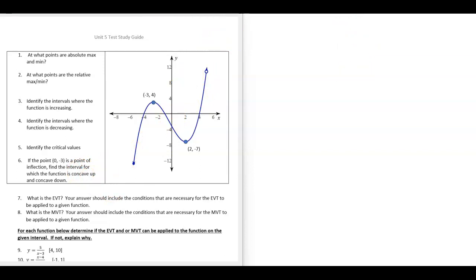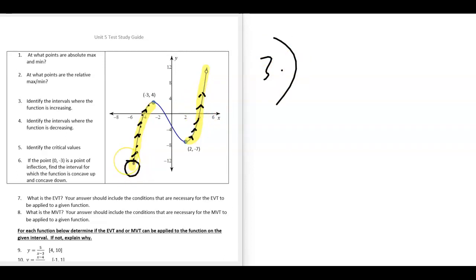Question 3 is asking us to identify the intervals where the function is increasing. Okay. So that means where the graph is moving in an upward direction. That would be here and here. In this chapter, we always move from left to right. So if I'm moving from left to right, you can see my dots are going in an upward direction here. So that would be increasing. Okay, same thing over here. And so that interval is an increasing interval. So we have 2 of them.